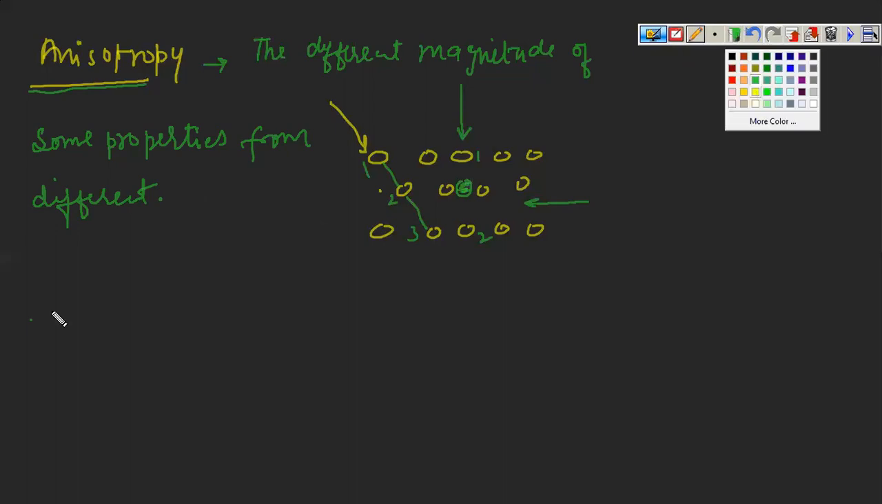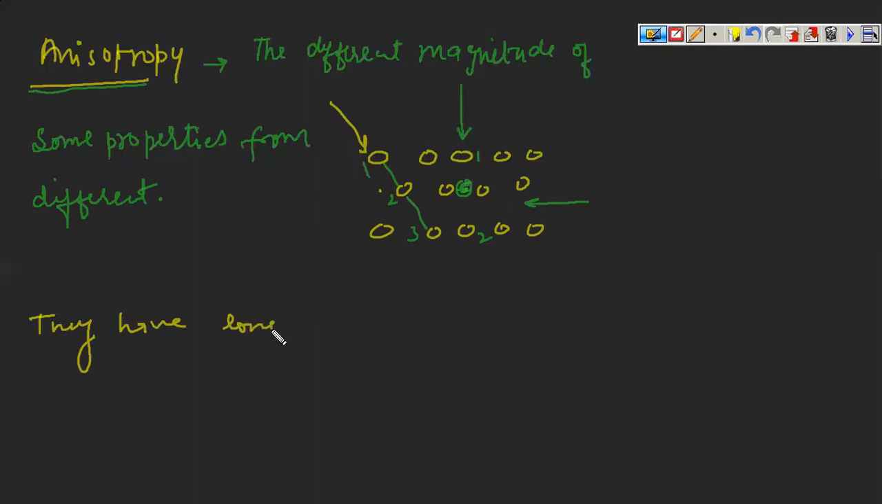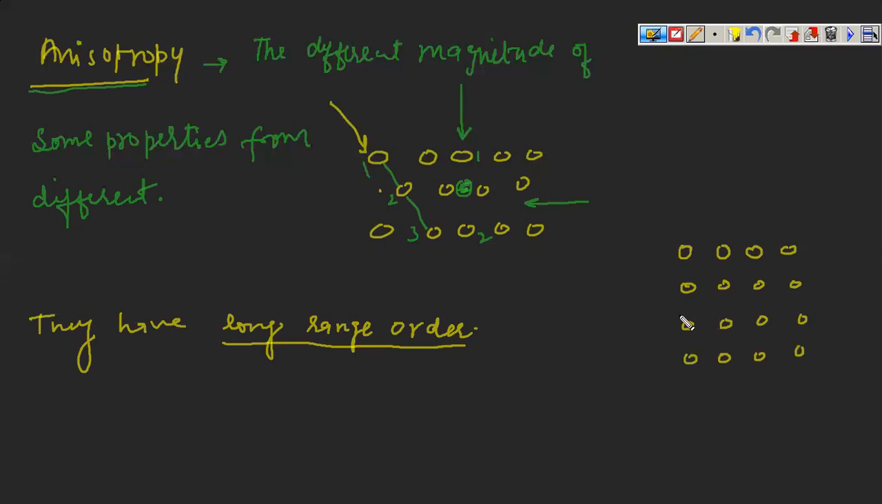Long range order. So what does long range order mean? Let's see an example first. This is a crystalline solid again. I'm drawing a crystalline solid. Particles are regularly arranged. So we are focusing on long range order.